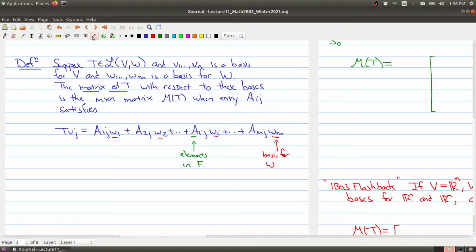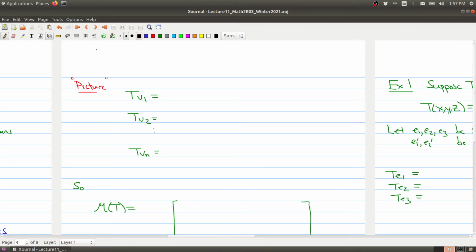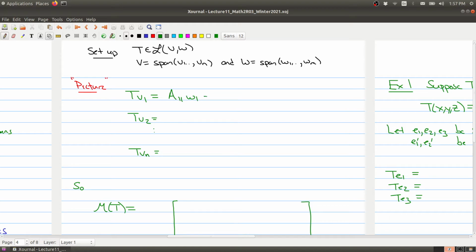I'm going to give you a picture to help you keep track of this information, because there are a lot of things floating around here. Just remember our setup: T is a linear map from V to W, and V has a basis V1 through Vn, and we're given a basis for W, W1 up to Wm. We need to use all of this information. Each of these basis elements lives in V, so we can apply the linear map to it, and we get something in W. Because it's an element in W, we can express it uniquely in terms of our basis. So we can write this as A11 W1 plus A21 W2, and so on.